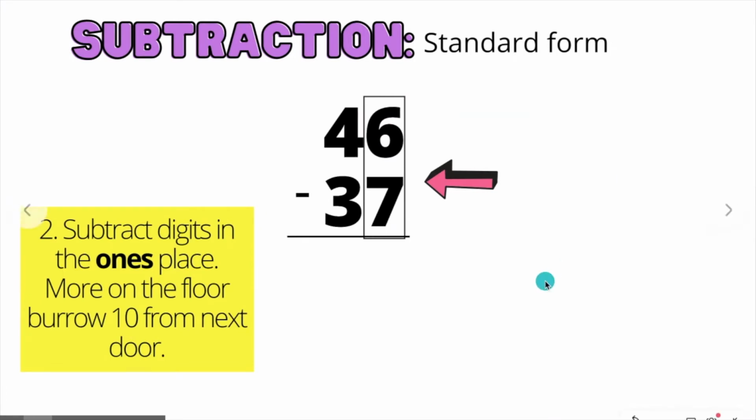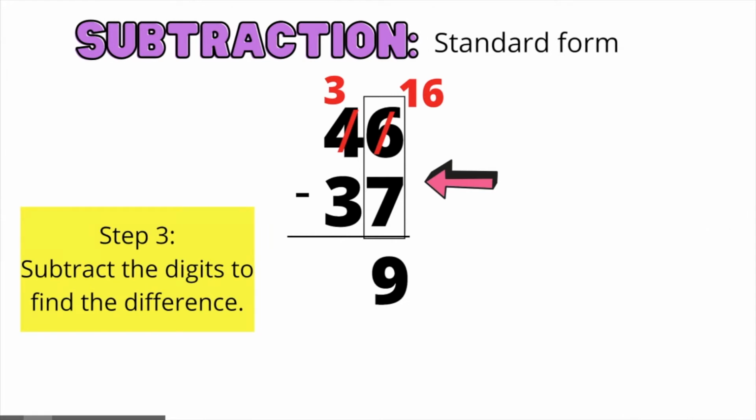So let's see how that looks. Over here, we borrowed 10. So that means this becomes a 3 and this becomes a 16. So now we can subtract. 16 take away 7 is 9. And 3 take away 3 is 0. So the answer is 9.